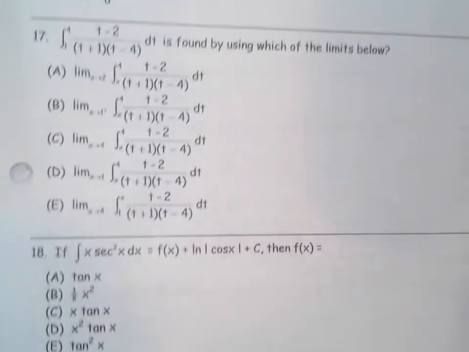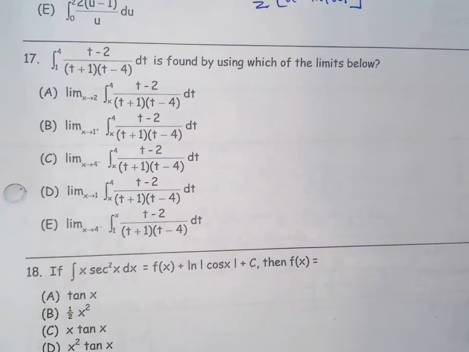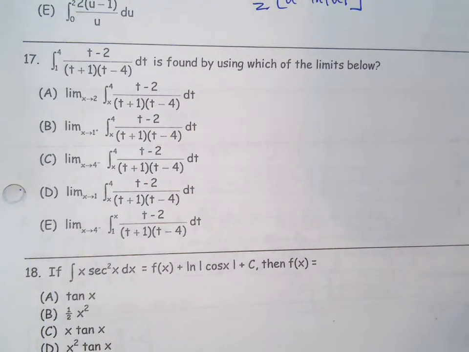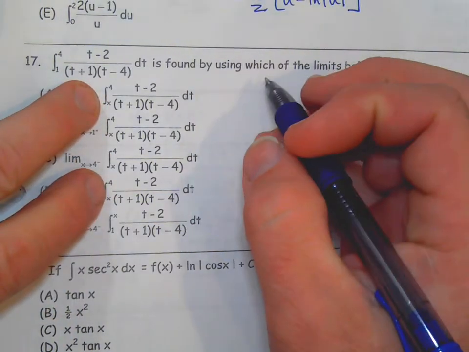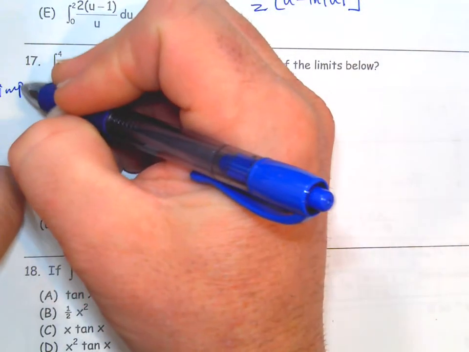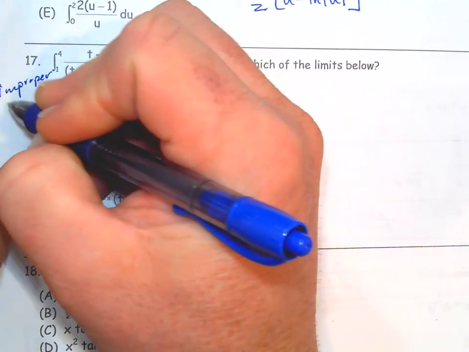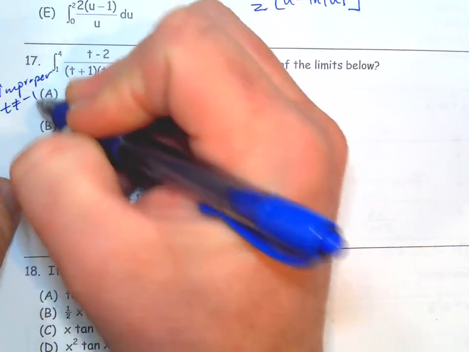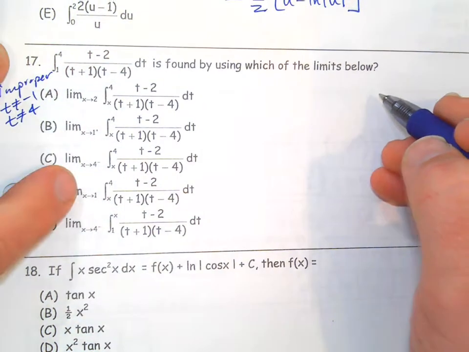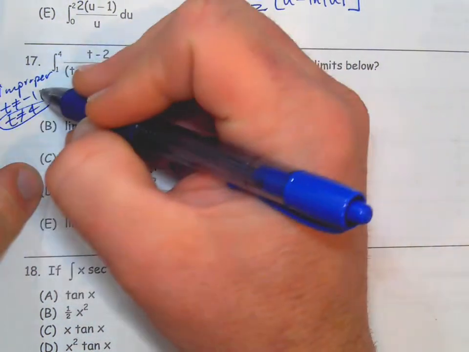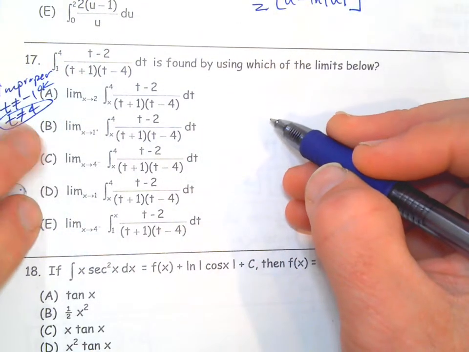17 is found by using which of the limits below. So I think they're asking you to rewrite this as an improper integral, right? The technical way. So t cannot equal -1 or t cannot equal 4. And so 4 is the issue. That's okay. So we've got to approach 4 from the left-hand side.